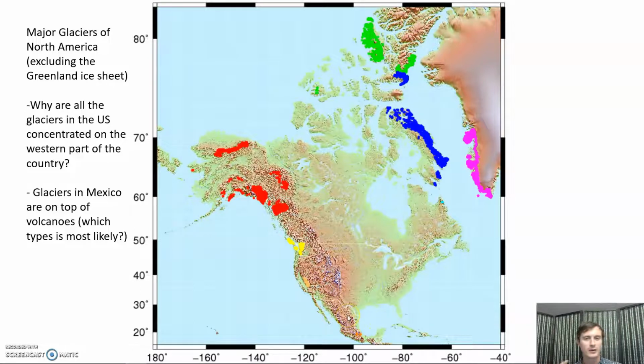And I wanted to include a couple questions here just to get folks thinking. So why are all the glaciers in the United States concentrated on the western part of the country, right? And you could say, well, that's where the mountains are, but what's the deeper reason behind it? And second, these glaciers that we see in Mexico are at the very top of huge volcanoes. What type of volcanoes do you think we would find down there that have this glacial ice?